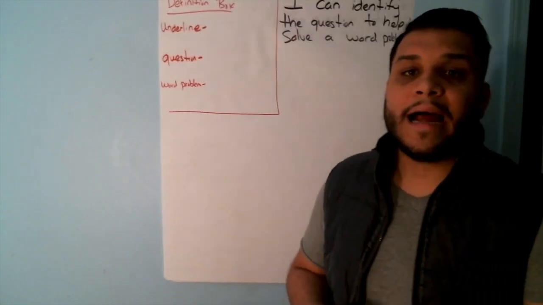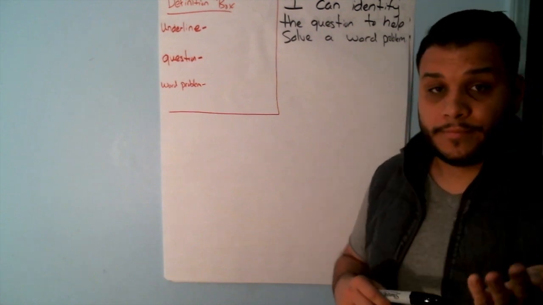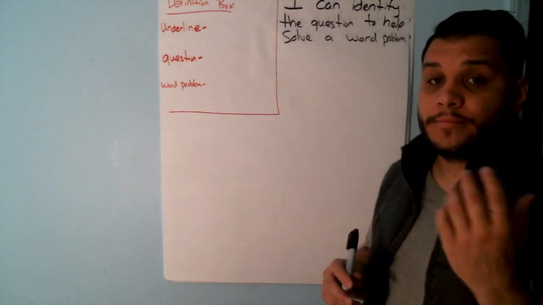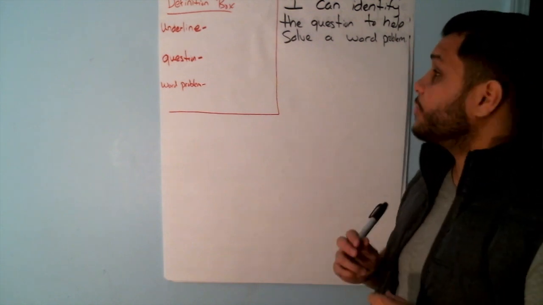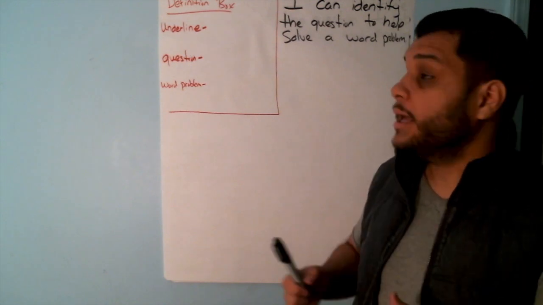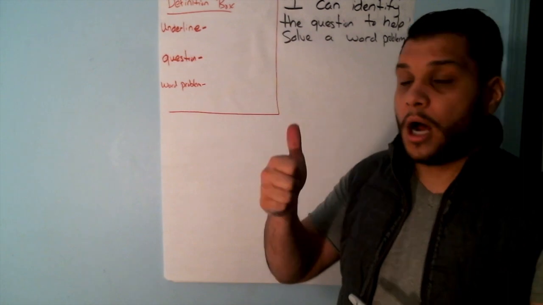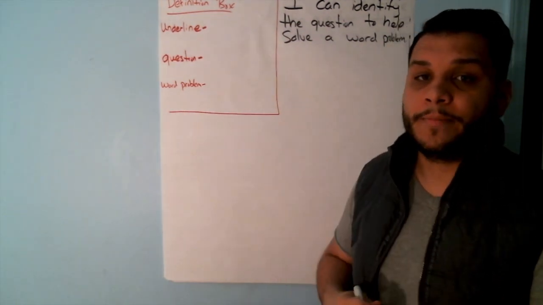And our I can statement today. Repeat after me. I can identify the question to help solve a word problem. In our definition box today, we have three words: underline, question, and word problem.